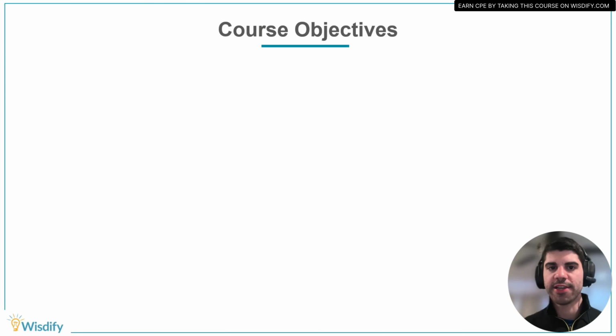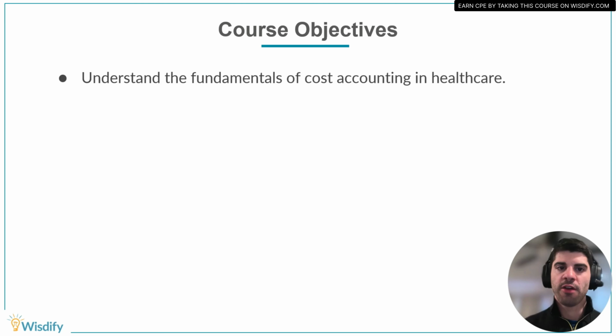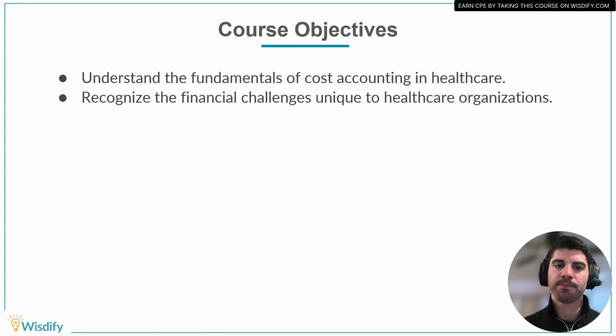Now, there's 6 primary objectives that we'll look to cover during this course. First, we want to help you understand the fundamentals when it comes to cost accounting in healthcare. So we'll give you an overview of some common concepts and terminology, and then we'll give you some practical real-world examples of this in practice.